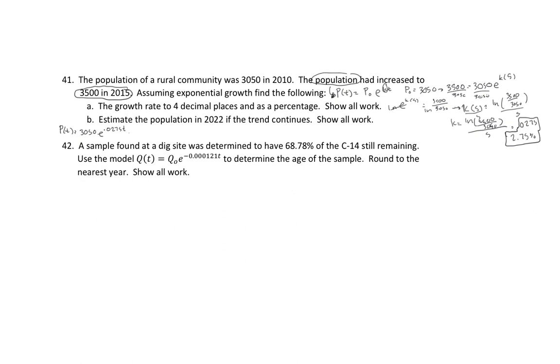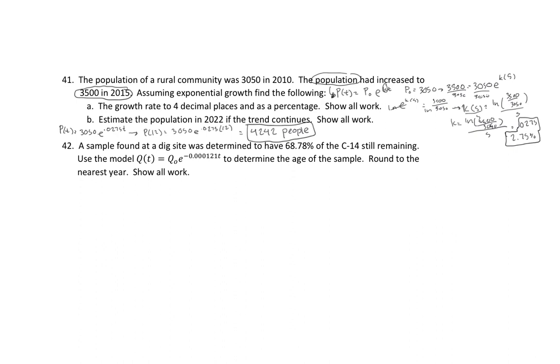So P of 12 equals 3050 times e to the 0.0275 times 12. If we plug that into our calculator, we get 4242 people.